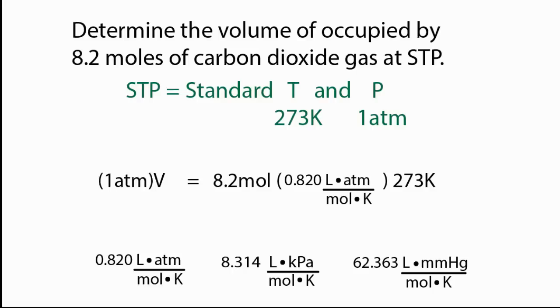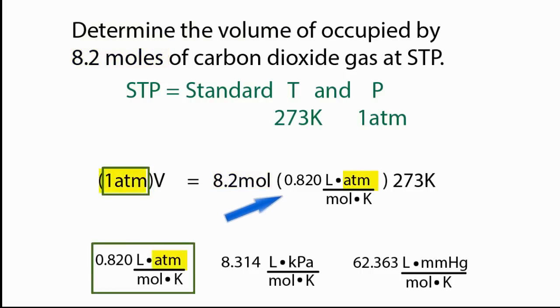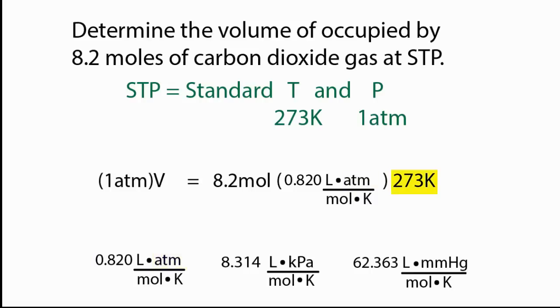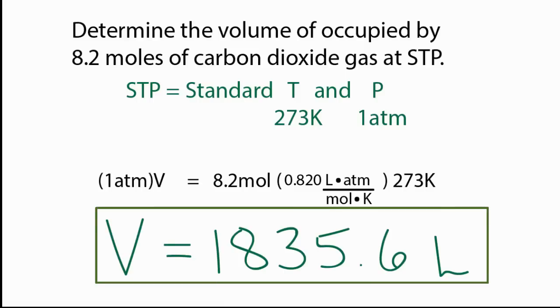So we have 1 atmosphere, we're looking for volume, we have 8.2 moles, and since we're using atmospheres, we'll use the 0.820 value for R, and then the temperature, standard temperature, is 273. When I do the math, I end up with a volume of 1835.6 liters.